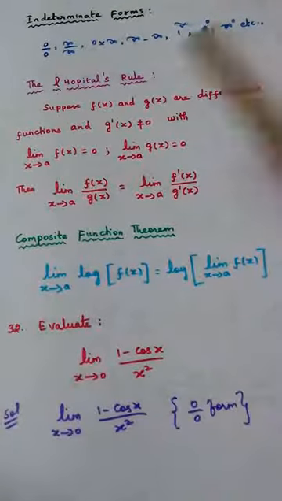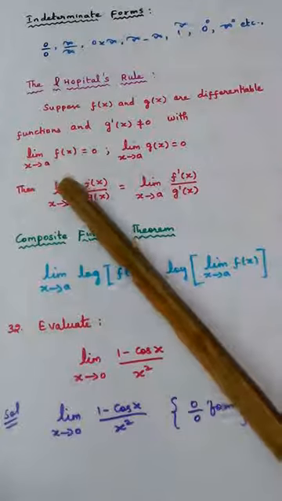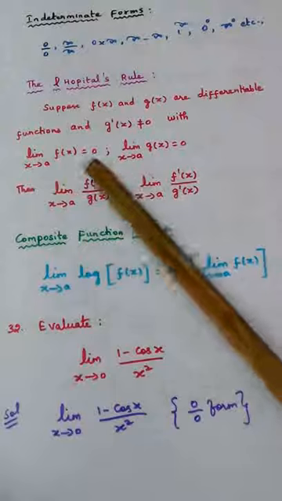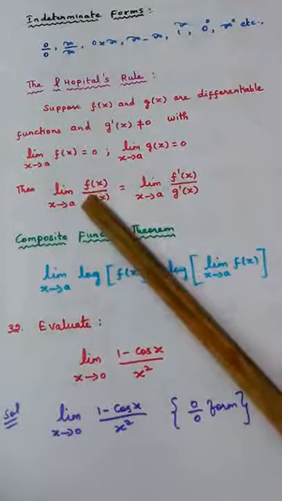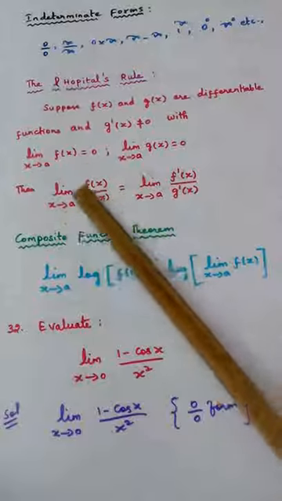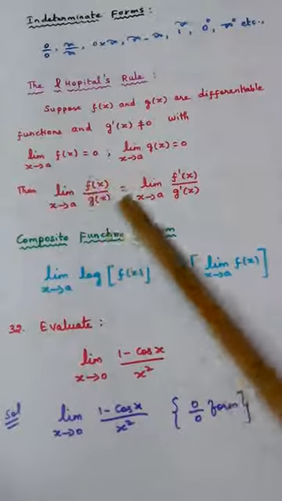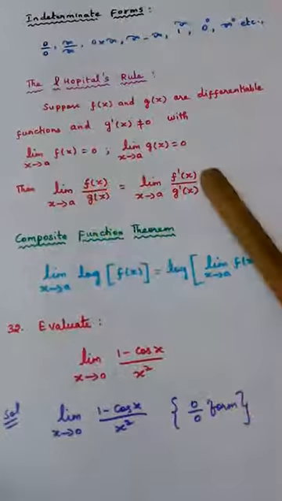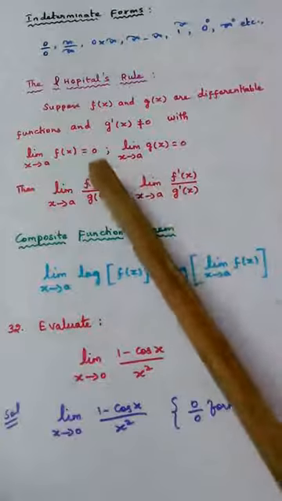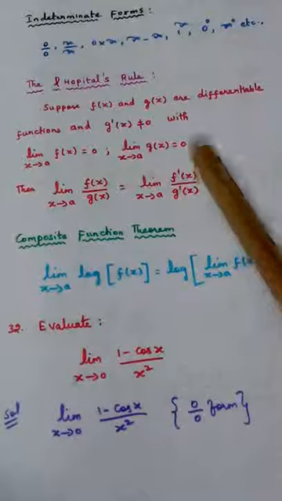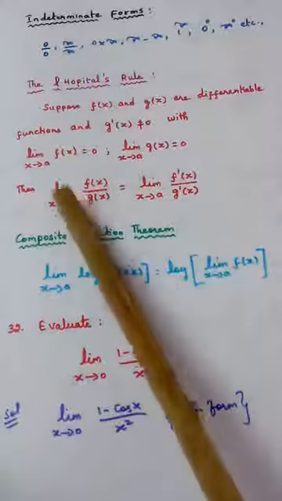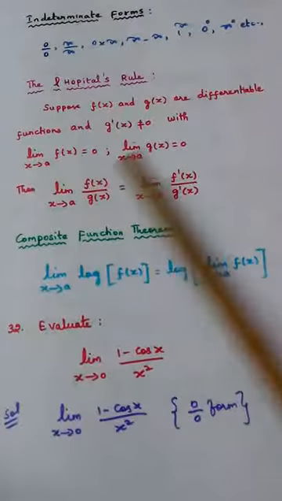So what is L'Hopital rule? When we have limit x goes to a f of x by g of x in indeterminate form, suppose this is becoming 0 and this is also becoming 0, or this becomes infinity and this also becomes infinity. When we get an indeterminate form of this type, it can be replaced by this one: limit x goes to a, differentiate the numerator separately, differentiate the denominator separately, and apply the same limit. Then this and this will give the same answer.